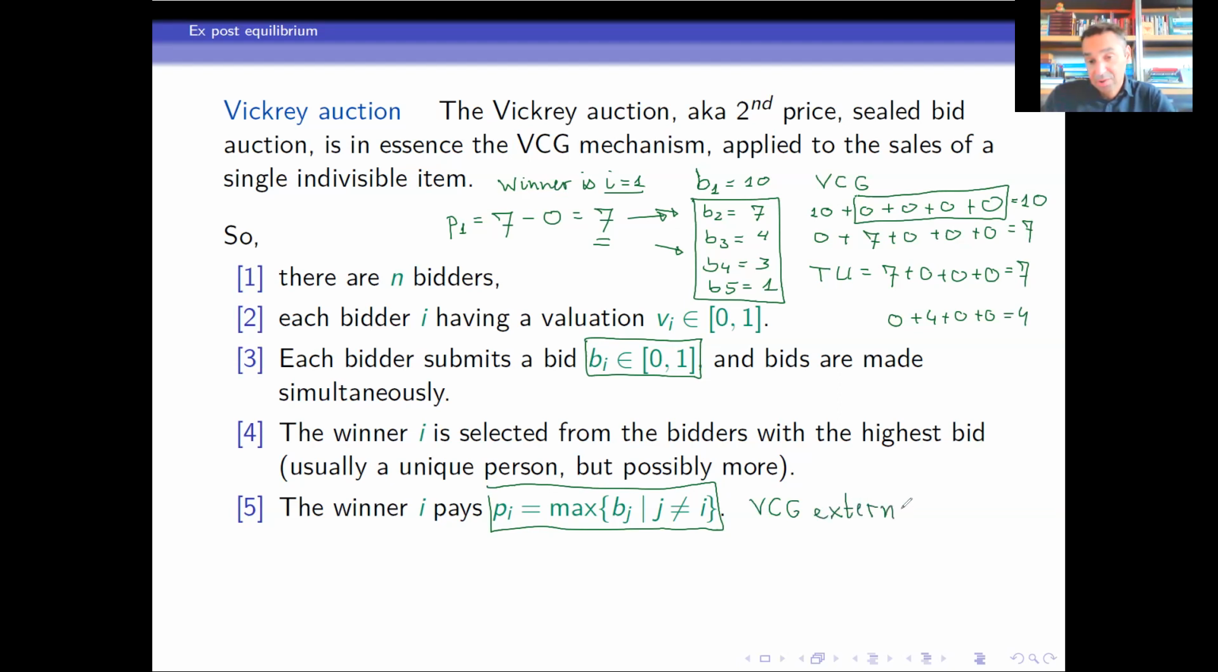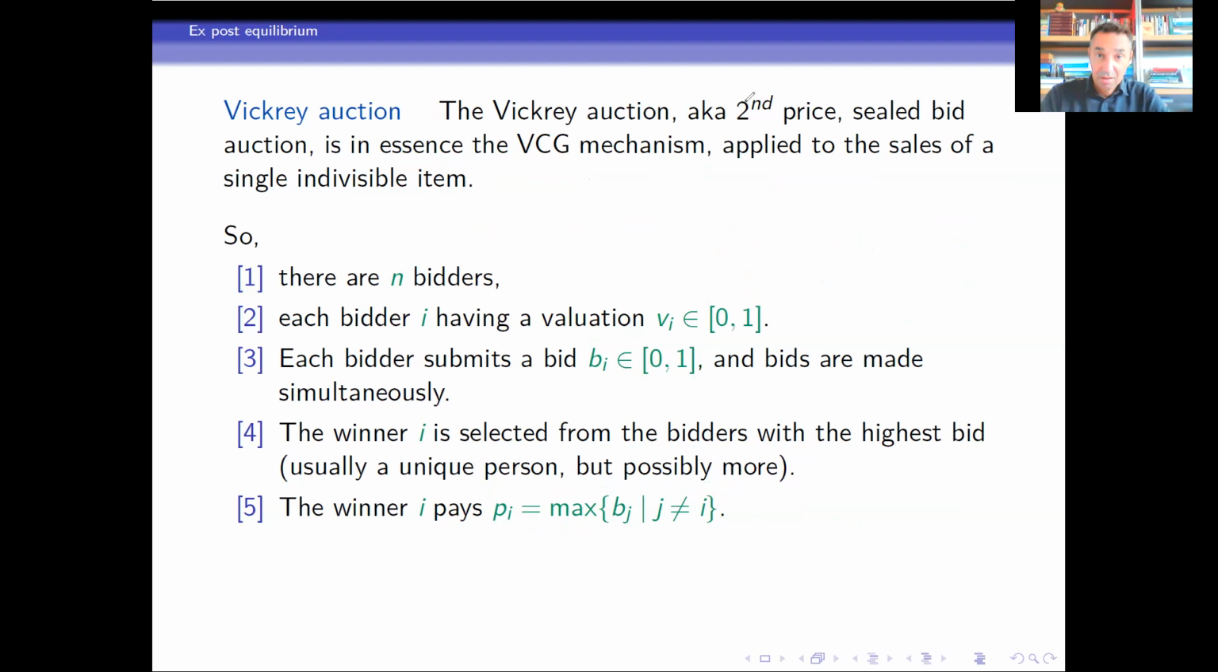But in this specific simple economic environment, that is in fact the same as simply paying the second highest bid. That's where this formula comes from. Okay, so this is the auction format.